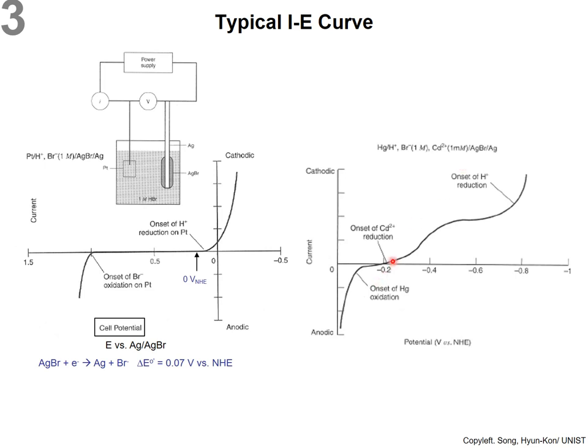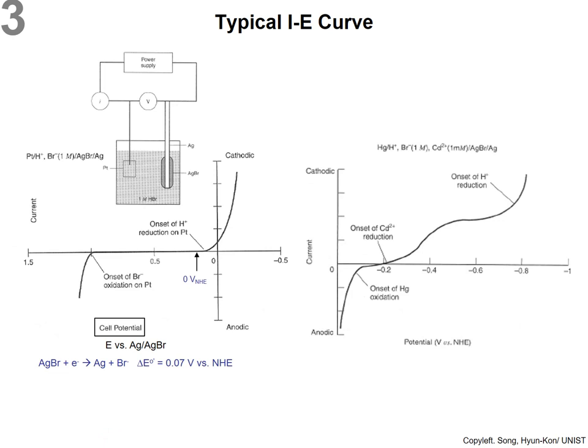Let me start from around minus 0.2 volt to the more negative reduction potential, the negative electrode potential. The thermodynamic value of the reduction potential of cadmium 2 plus at 1 millimolarity is around minus 0.2 volt. So just after you pass minus 0.2 volt to the more negative potential, you could observe some current. This current is the Faraday current responsible for the cadmium 2 plus reduction to cadmium. Then it is going up exponentially.